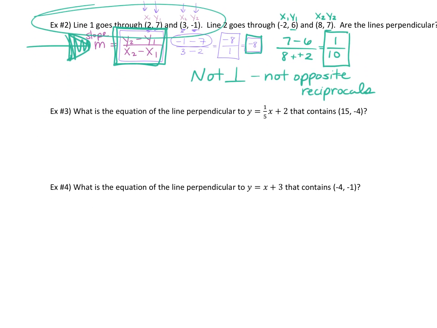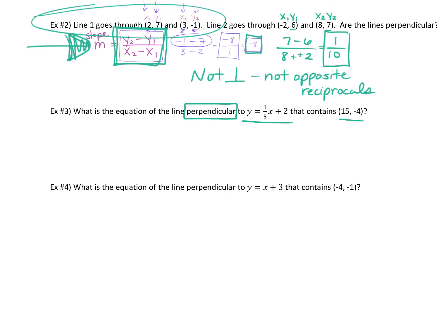Okay, last two, and they're the same two. It's just practicing it twice. So this one says, what is the equation of the line perpendicular to this line that goes through this point? Now, yesterday the question was, what's the equation of the line parallel to that line that goes through that point?